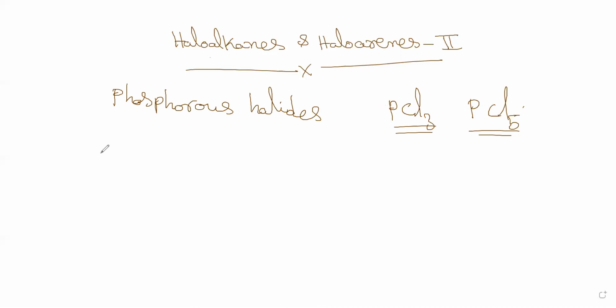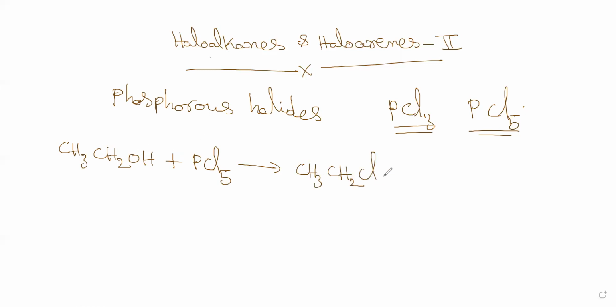Now, let me consider the example CH3CH2OH on the action of PCl5. So when I take PCl5, I get CH3CH2Cl plus POCl3 plus HCl.